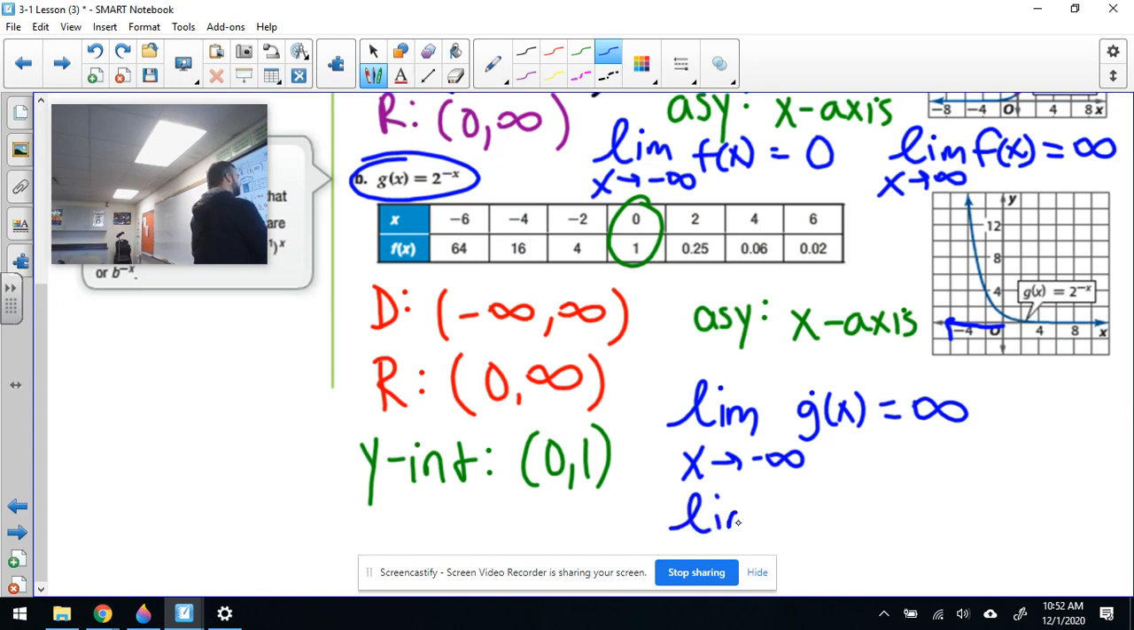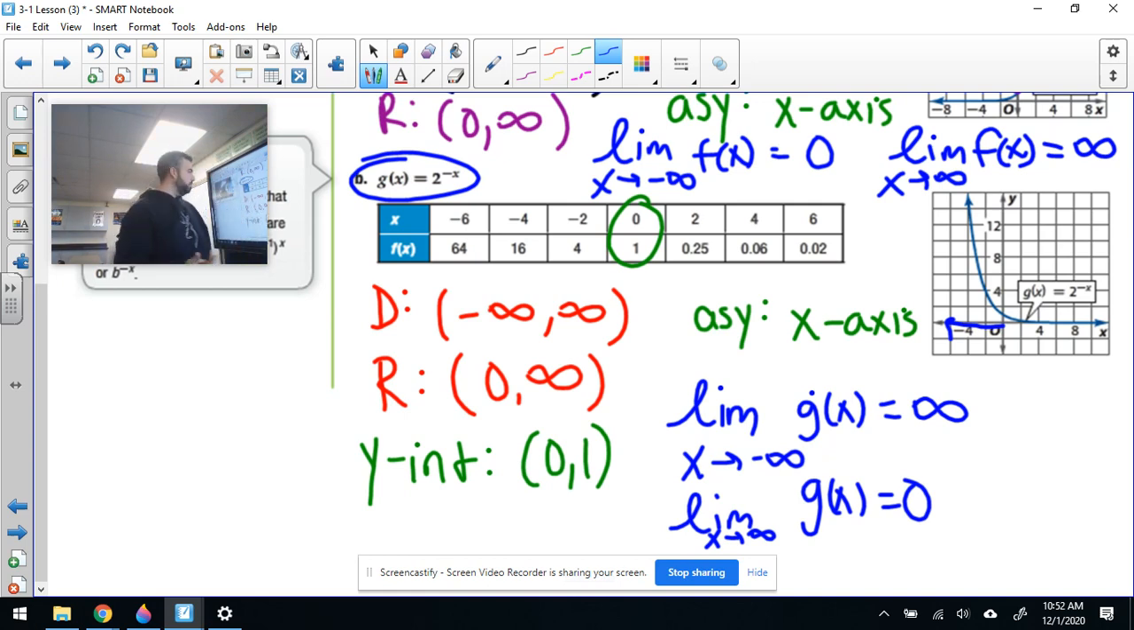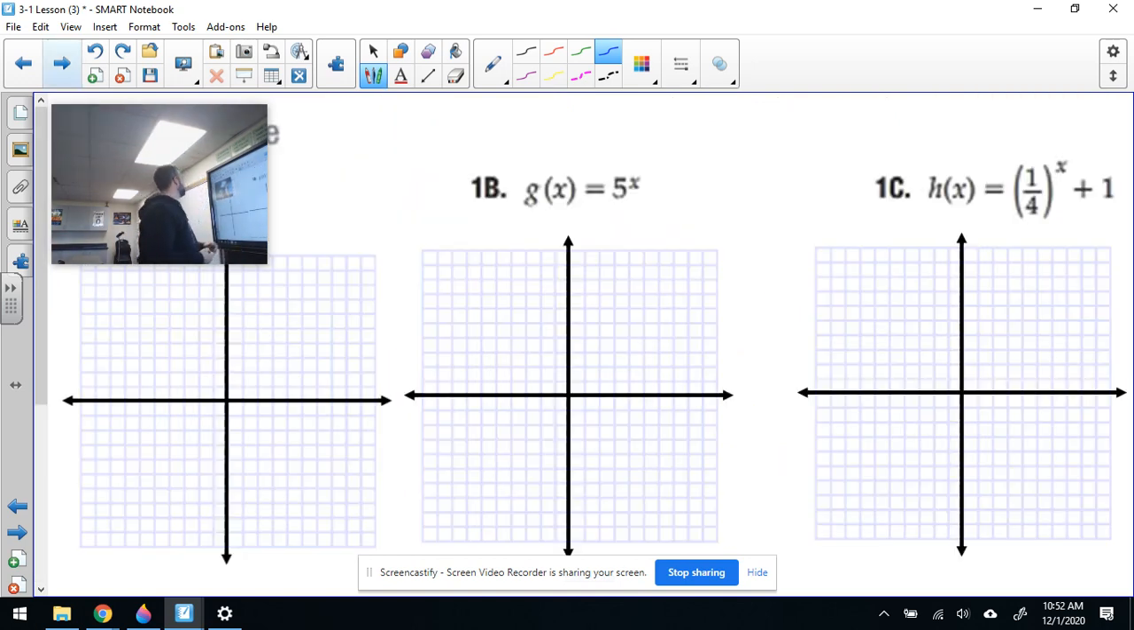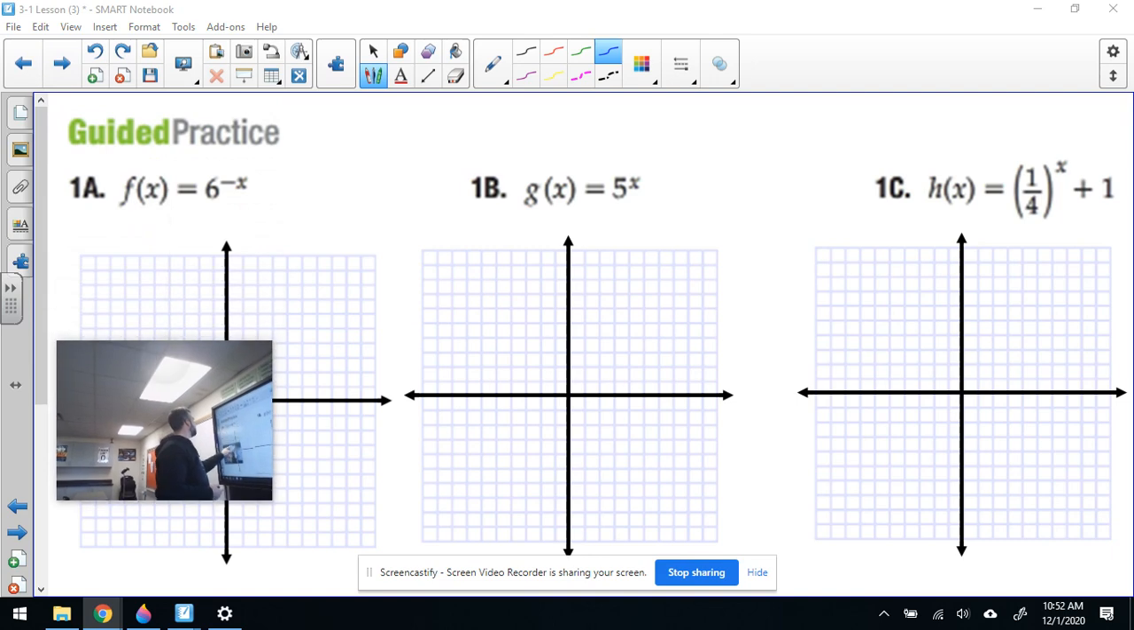And the limit as x approaches infinity, we notice that our graph continues to get closer and closer to the x-axis. So it's going to approach 0. And then this one, instead of increasing the whole time, it's like we're going down the roller coaster the whole time. So it's going to be 0. Okay? All right. Super interesting stuff about exponential functions. So here's a couple examples that you could try.